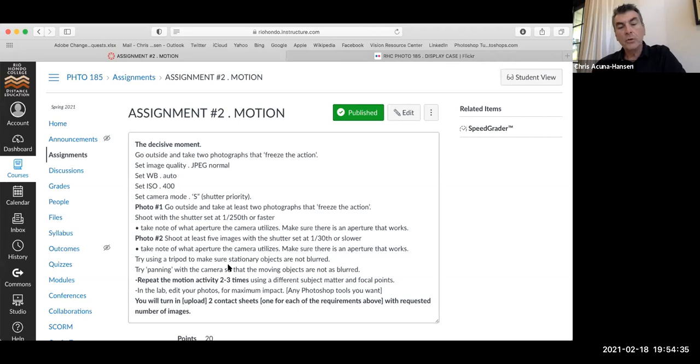So assignment number 2, which isn't due this week, which will be due next week, is about that decisive moment, using your shutter to stop motion or to blur the image. We've talked about this already, and we've talked about how the shutter works. As you go below 1/60th of a second, like 1/30th or 1/15, the chance of blurring your image increases.